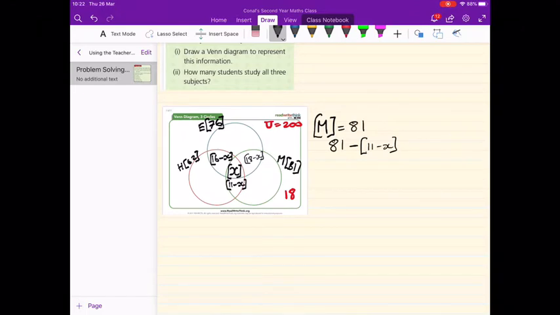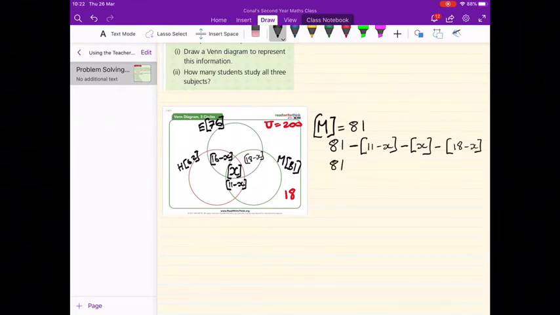And if we take away the 11 minus X, and we take away the students who study all three subjects, and if we take away the students who study English and maths, so we have the 81 that study maths altogether, and we're taking away 11 minus X, that's minus 11 plus X, minus 18 plus X.